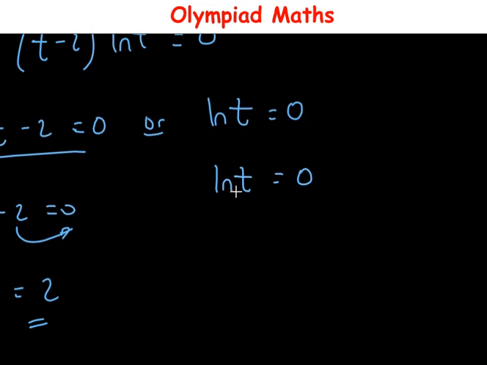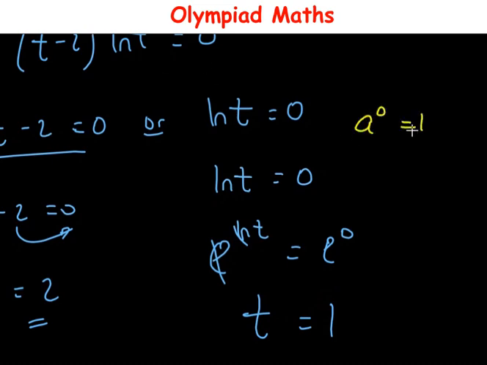Now to eliminate ln, we're going to introduce e to both sides of the equation. So e to the power of ln t is equal to e to the power of 0. From here, if we cancel ln, what you have is t is equal to e to the power of 0, which is 1. In fact, if you have a to the power of 0, this equals 1. b to the power of 0 equals 1. The only exception is when you have 0 to the power of 0, this is not equal to 1. All others raised to the power of 0 is equal to 1.